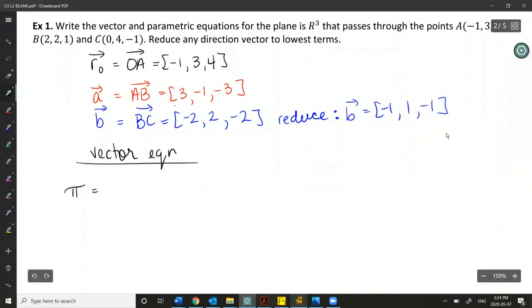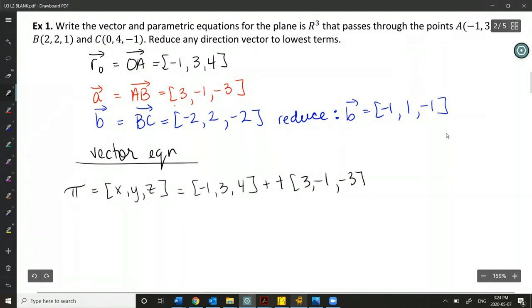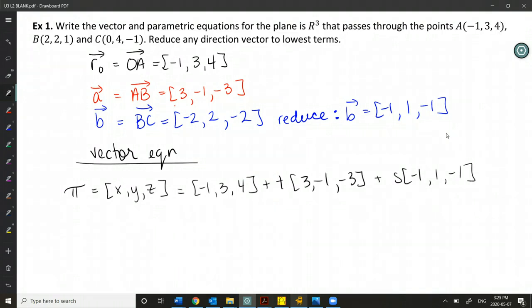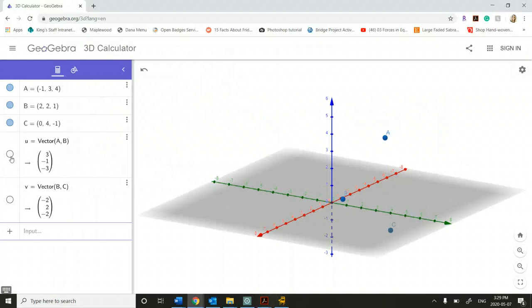So our plane is equal to x, y, z, or you can use the resultant vector r. And then you're going to do your position vector and t times your first direction vector plus s times your second direction vector. And there's our vector equation for our plane. Now I want to hop over to GeoGebra so that you guys can visualize what's happening here.